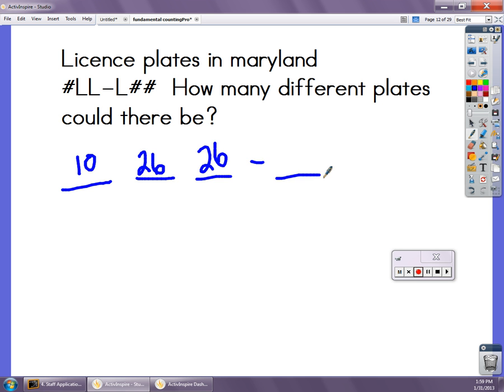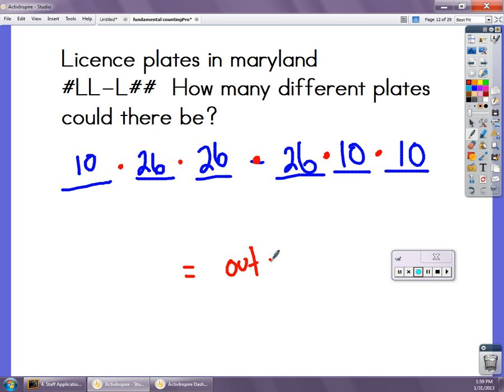Then after the dash, there's more letters. Again, 26 different letters. And the last two are numbers. Since they could repeat, we know there's 10 options, 0 through 9. So now that you have all the choices, if you multiply this together, this will equal, and I'm not going to do this for you, a really large number. That's how many outcomes there are. And of course it's going to be big. There's a lot of people in Maryland, and each person needs to have a different license plate.